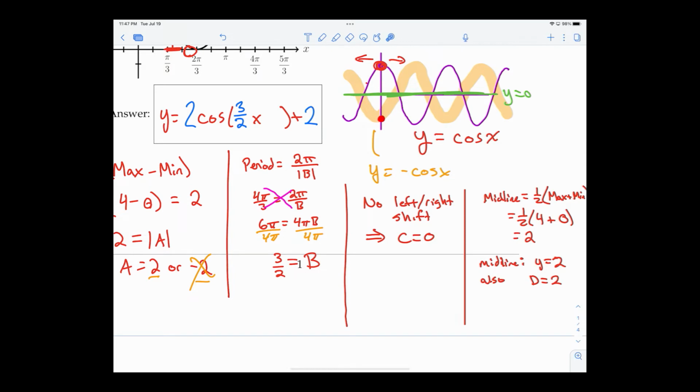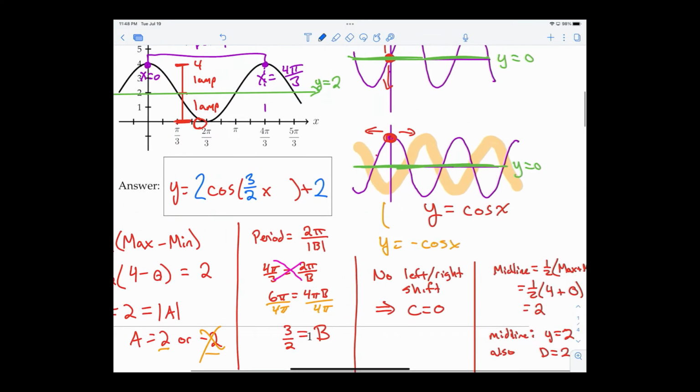It starts at the bottom, and then it should go up, and then back down, and then up, and then back down. And then what you have to do is remember what one period looks like. One period is from a peak to a peak, or from a bottom to a bottom, whichever.